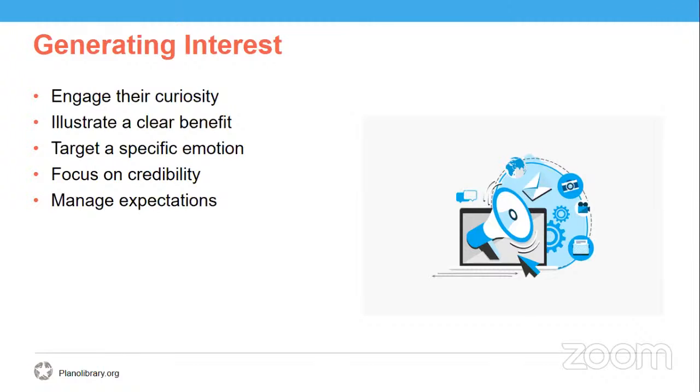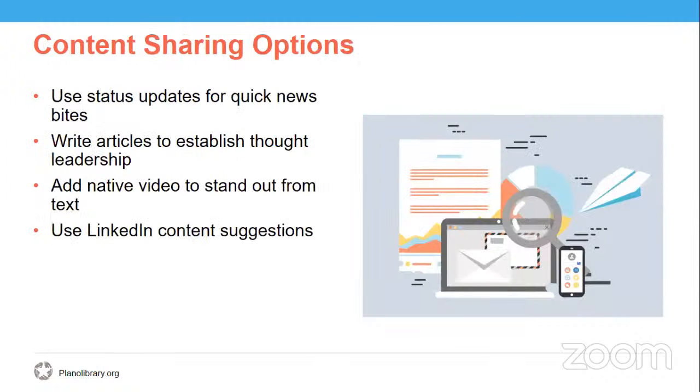All right, now that we've talked about some general tips for creating and sharing content, let's look at some options for specific content sharing on LinkedIn. We're going to talk a little bit about your main options, and then we'll actually jump over to LinkedIn and look at how to build those posts. So first, you can use status updates for quick news bites. The quickest and easiest way to share information is through those status updates from your personal or company profile.